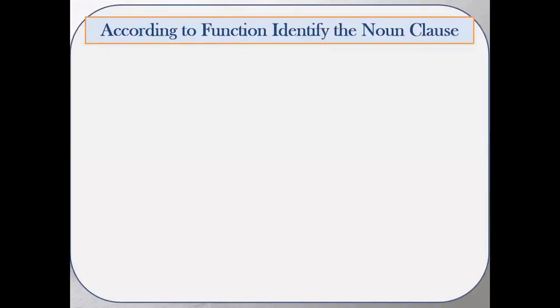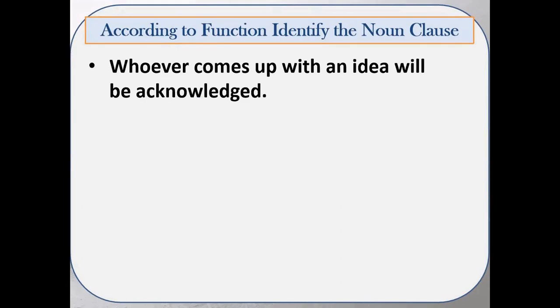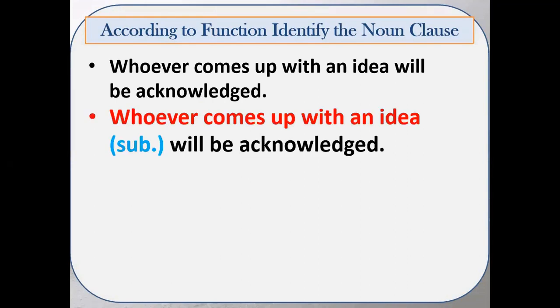Now it is your turn to identify. "Whoever comes up with an idea will be acknowledged." Whoever is a subordinating conjunction, and "whoever comes up with an idea" is used in the place of subject or object. Let's check. Yes, this noun clause is used as a subject.